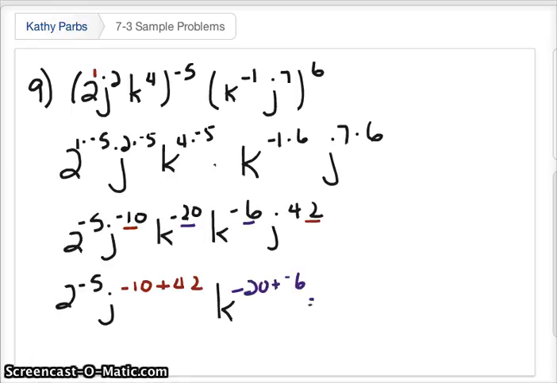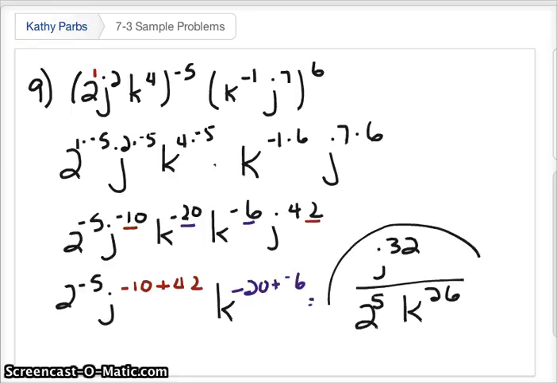And since I'm running out of room, I'm going to go ahead and simplify this as I work it out. So the 2 to the -5th would go in the denominator. A -10 plus 42 is a positive 32, so that would stay in the numerator. And a -20 plus a -6 would give us a -26, so that would go to the denominator and become positive. And that would be our answer.